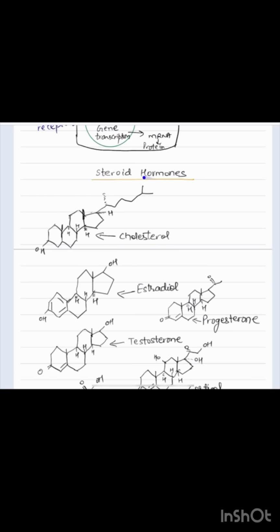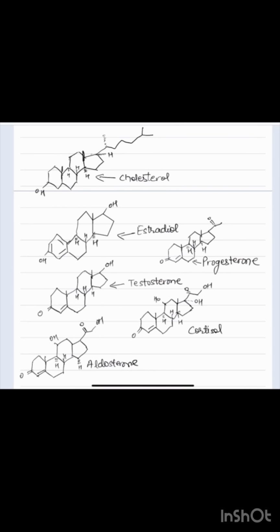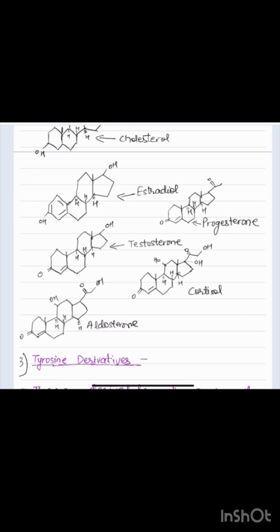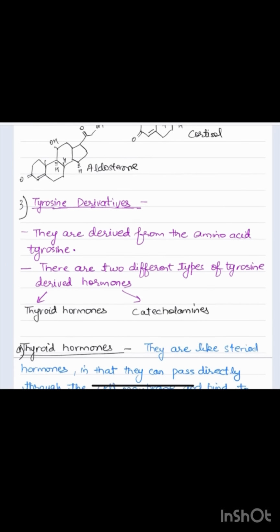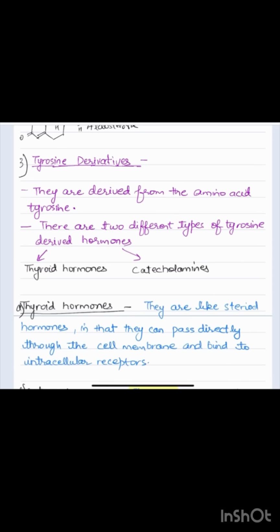Cholesterol is a 27 carbon steroid compound, which again has a four-ring fused structure. Estradiol has two OH groups, which makes it an ol. Ol means alcohol. Then we have progesterone with two C double bond O groups. Testosterone with one C double bond O and one OH. And then aldosterone with multiple OH groups. Cortisol also has multiple OH groups along with C double bond O.